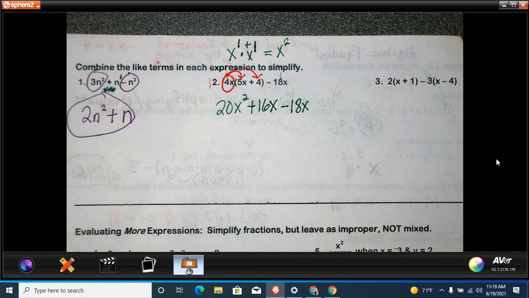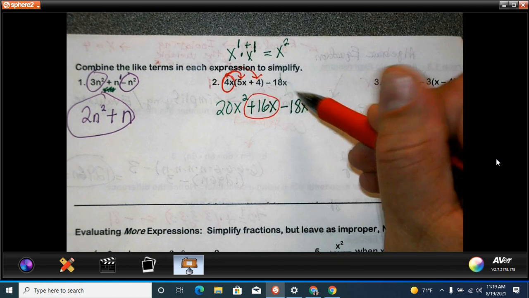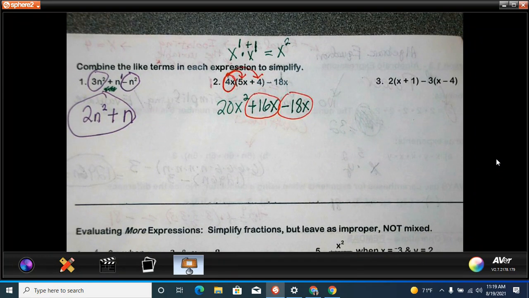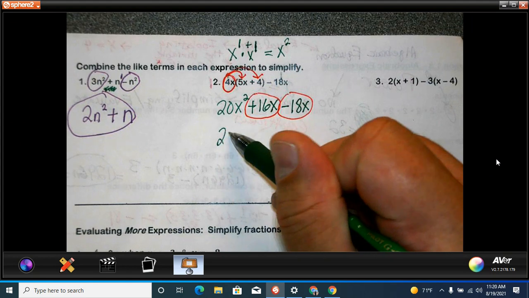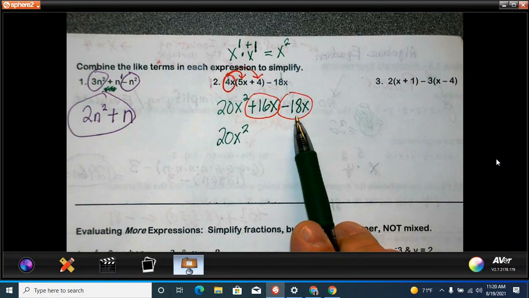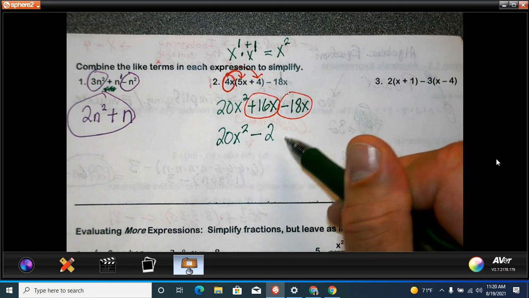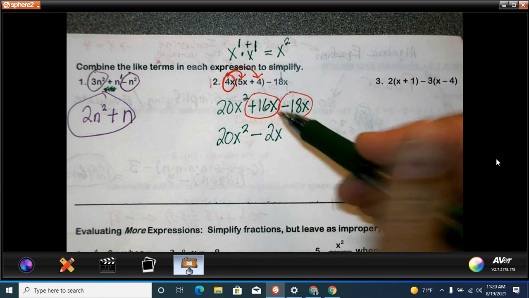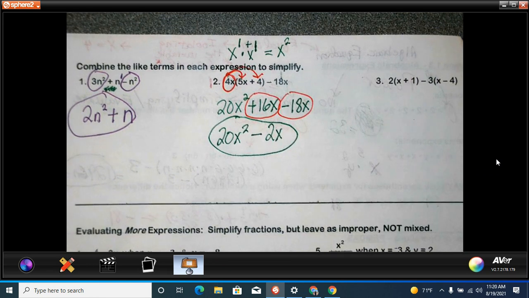Now I do have some like terms. I have a plus 16x and a minus 18x, right? Nothing I can do with the 20x squared. 16x minus 18x is minus 2x. That's it. That's as far as I can go with this algebraic expression because I have no equal sign.